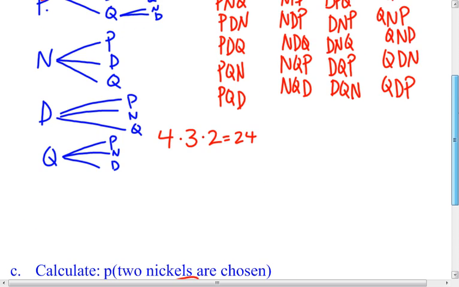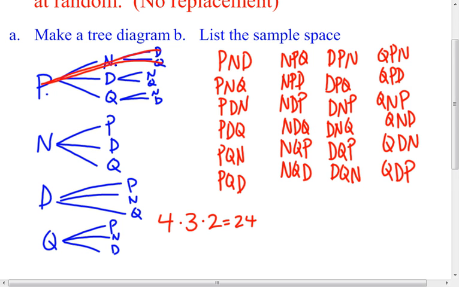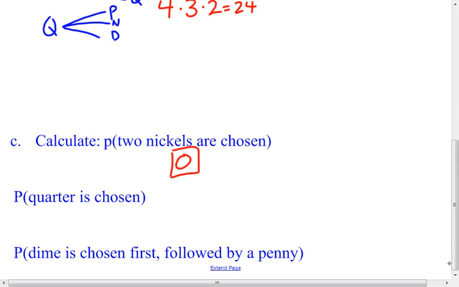The chance that a quarter is chosen, and if you go back here, let's see, this has a quarter in it, so there's 1, 2, 3, 4, 5, 6, 7, 8, 9, 10, 11, 12, 13, 14, 15, 16, 17, 18 of the 24 ways that have a quarter in them. So a quarter is chosen 18 out of 24 times, which of course we know reduces to 3/4.